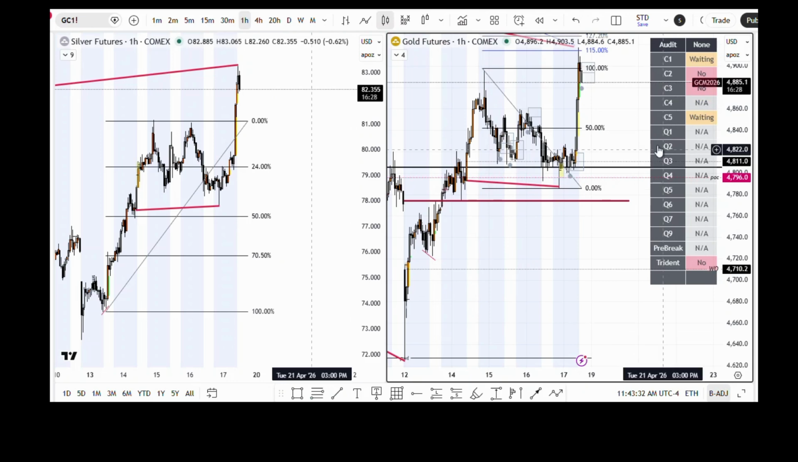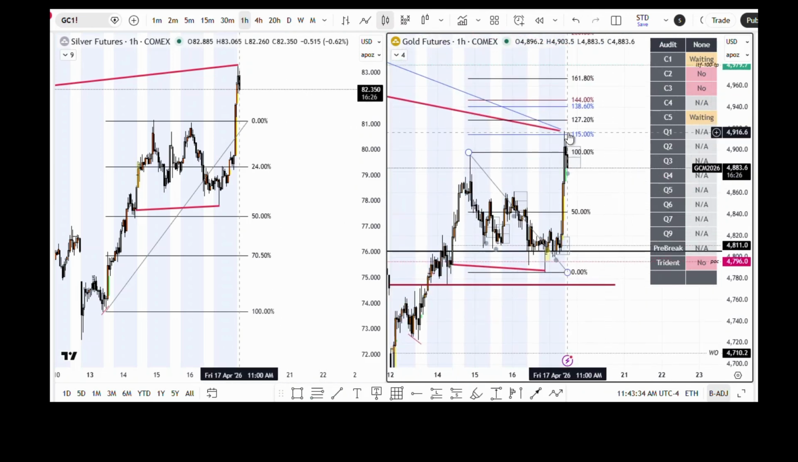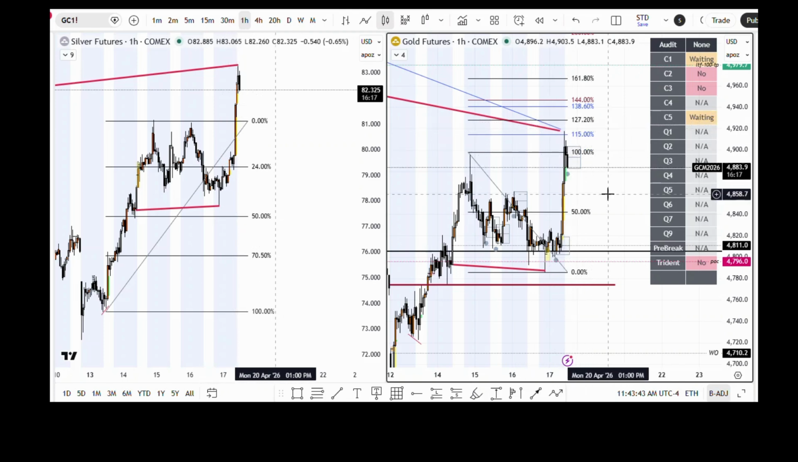Let's make that bigger. You can see how we've hit that 115 and we could hit the 127. That's usually where it terminates. If that happens, and then on the lower time frame you see a reversal, it's more likely again an inducement, right? It's just induced you to go long, but it actually wants to go short.